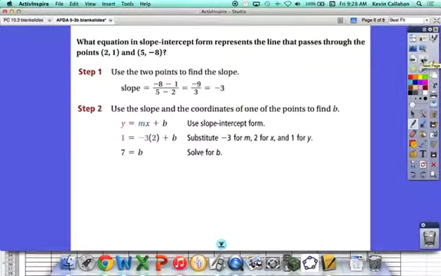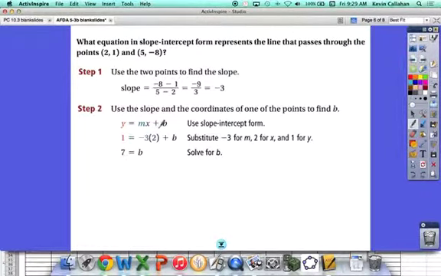Second step. Right? Now that you know the slope, you're going to use the slope and one of these points. It doesn't matter which one. You could pick which one. Which one do you think would be easier to use in calculations? 2, 1, or 5, -8? I think 2, 1. Numbers are smaller, no negatives. Probably an easier point to use in the calculation.